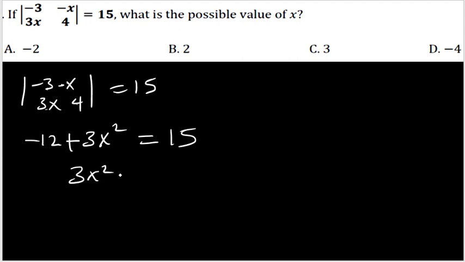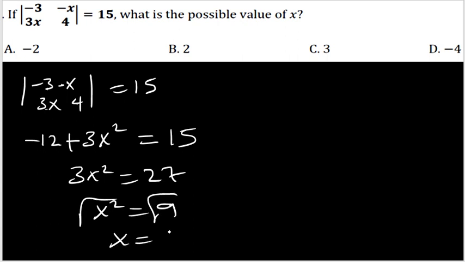So 3x squared is equal to, when you shift the negative 12, it will be added, 27. Then divide by 3 on both sides. So x squared is equal to 9. If we take the square root of both sides, the x value must be plus or minus 3. So the possible value of x is 3. The answer is C. Next question.